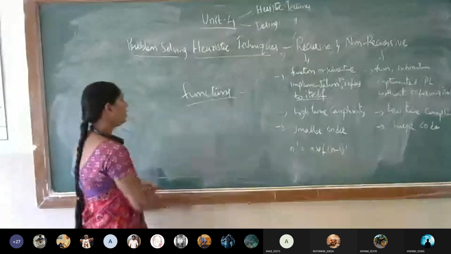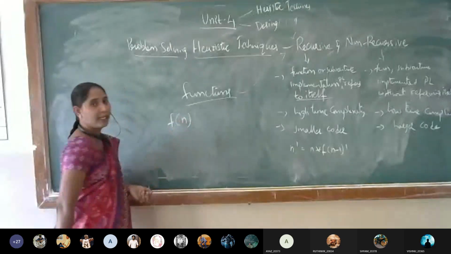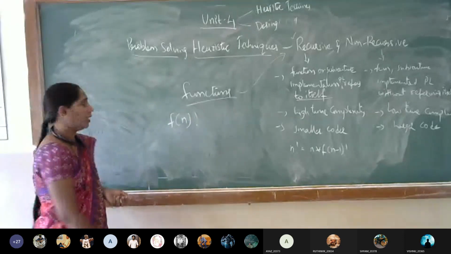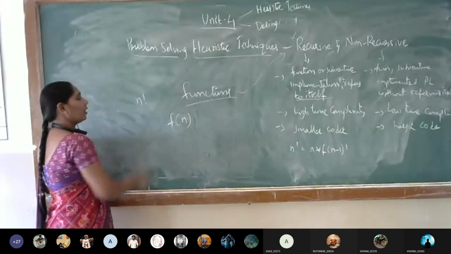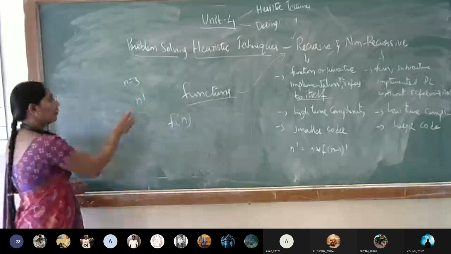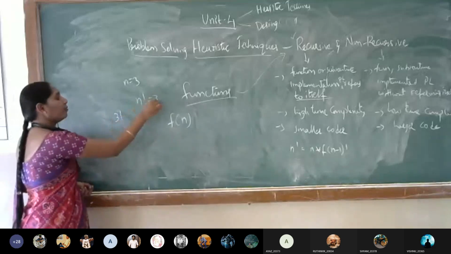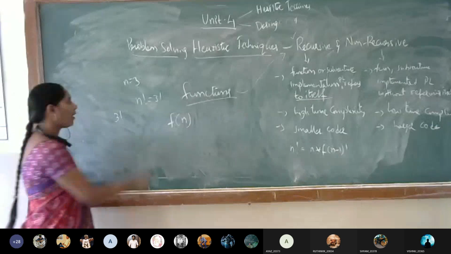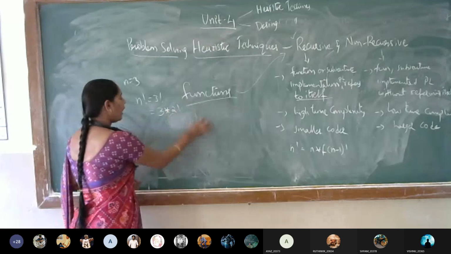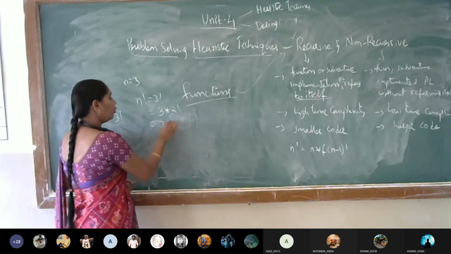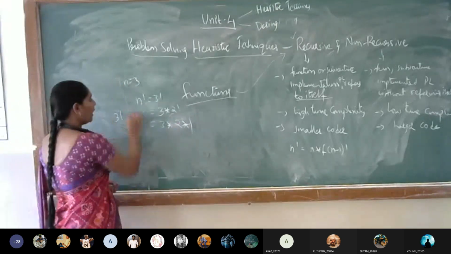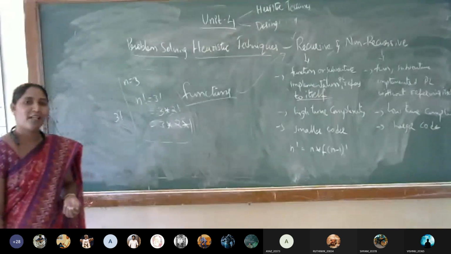For example, to find the factorial of a given number, I will specify f of n, n factorial. If n is equal to 3, then 3 factorial is written as 3 into 2 factorial, and again as 3 into 2 into 1. Right? This is the basic mechanism or technique that I am going to use for finding the factorial of a given number.